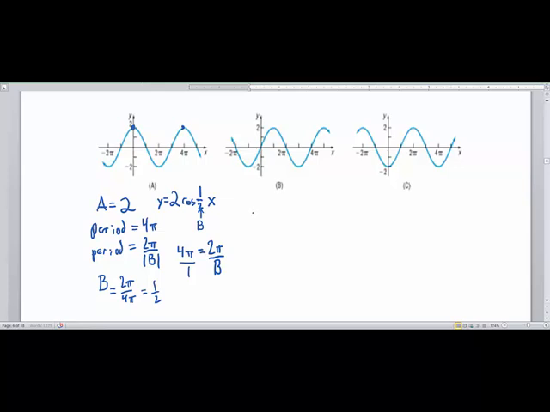So if we take a look at this picture, our amplitude is also 2. Our period from here to here is also 4 pi.